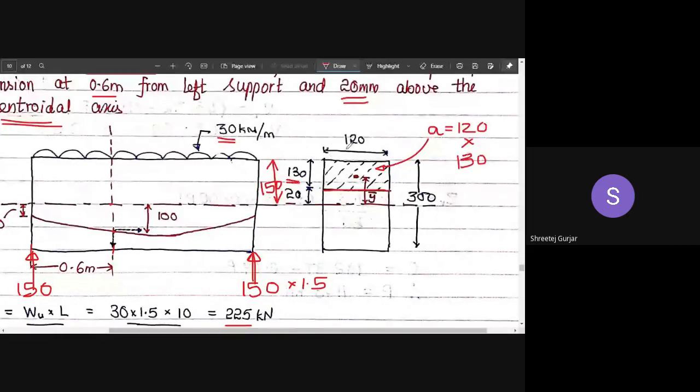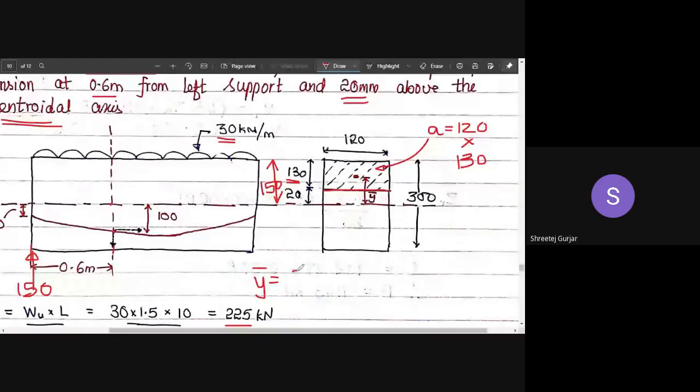Now y bar. I have shown you this is y bar. So how can you calculate y bar? Can anyone help me in calculation of y bar? Can you tell me what is the y bar value now? I need the value of y bar.